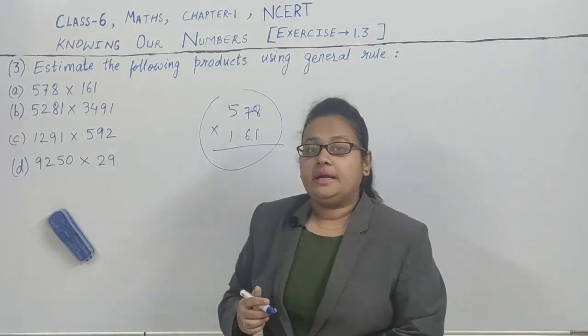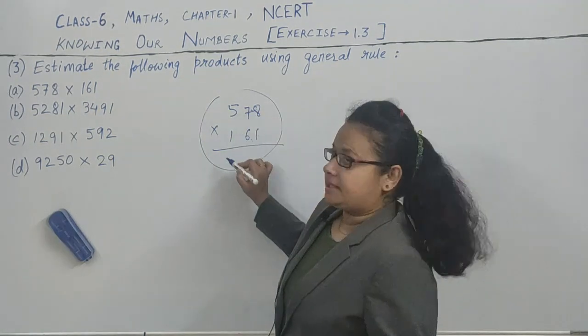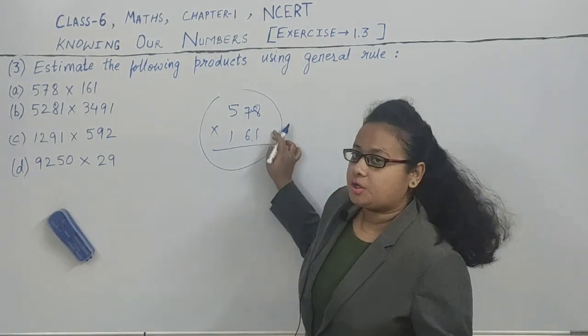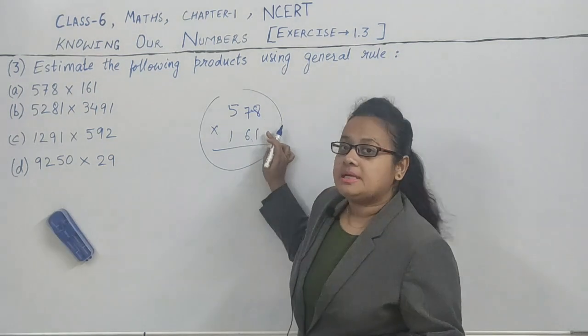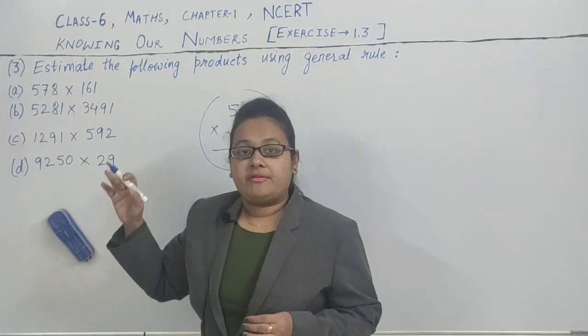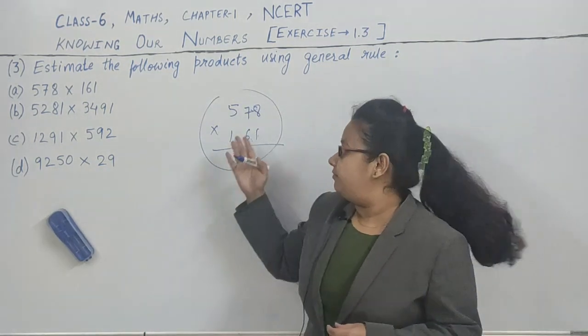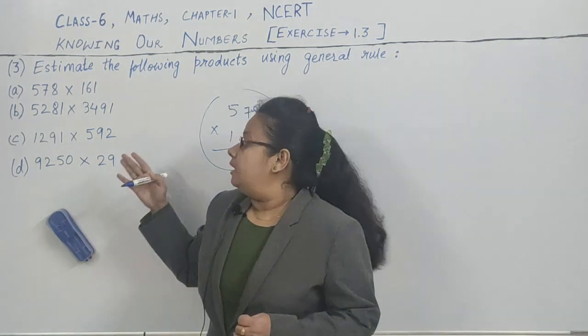So how do we find that? By estimating. We have to estimate the product of these two numbers. We don't have to multiply the numbers. We just have to get a rough idea of what the result will be if we do the multiplication. This is known as estimation. We do this by estimation.